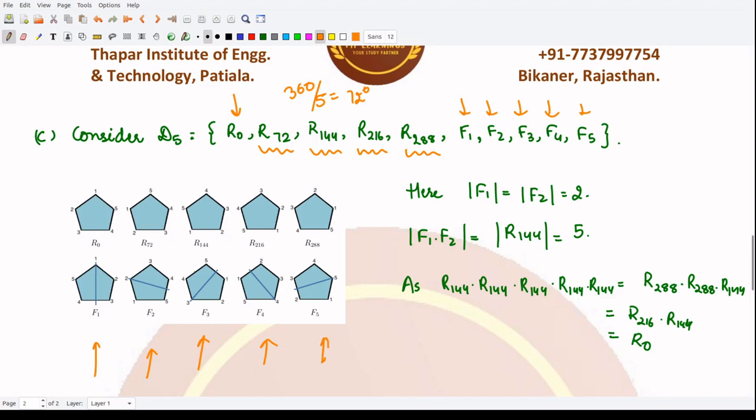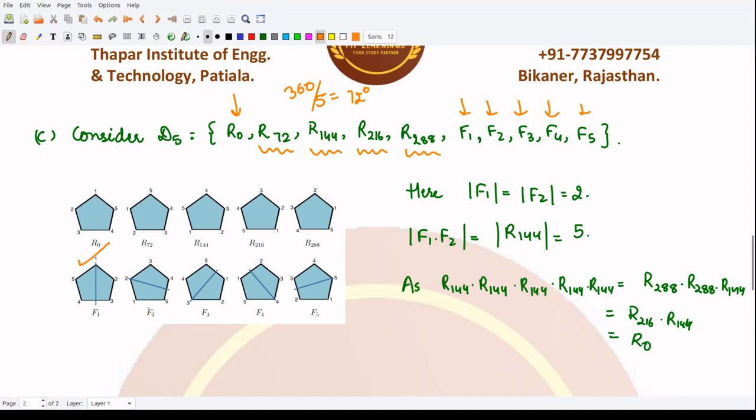So therefore in this case, let's take any two reflections. Let's take the first and second reflection, F1 and F2. Both of them have order 2. Why? Because when you perform the reflection twice, you get back the same thing. And what is F1 composed with F2? It is R144. You can clearly see from here why it is R144.